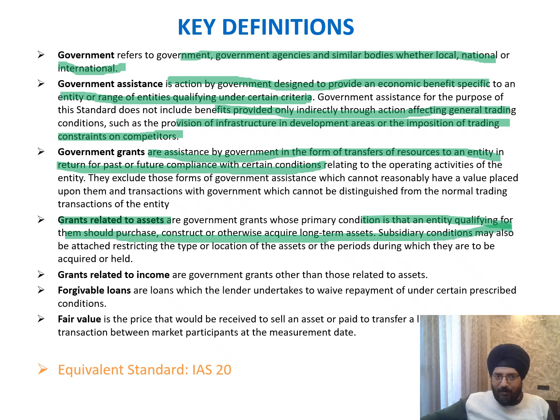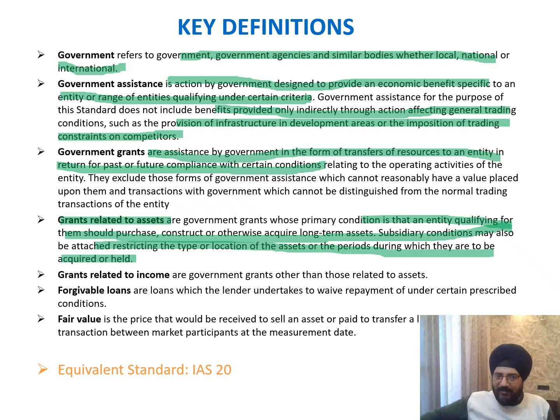Subsidiary conditions may also be attached restricting the type or location, which means that when government provides any grant for which an asset needs to be purchased, the government prescribes the condition that needs to be complied with, so that whenever an entity has been given that kind of grant, the entity should utilize that grant in the manner and the fashion in which it has been prescribed by the government.